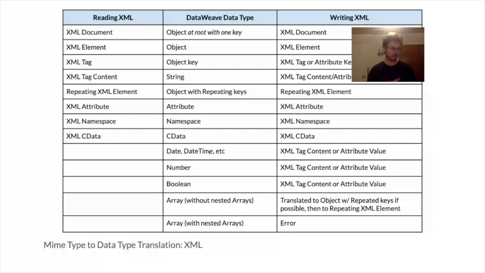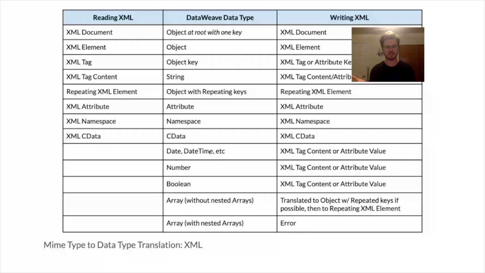So if you have an array without any nested arrays, this is kind of what we just went over as well. DataWeave is going to try to translate this into an object with repeated keys if it's possible, and then it's going to wind up being a repeated XML element. Now, if you have an array nested within an array, DataWeave just says, I'm not touching it, and it's going to throw an error.